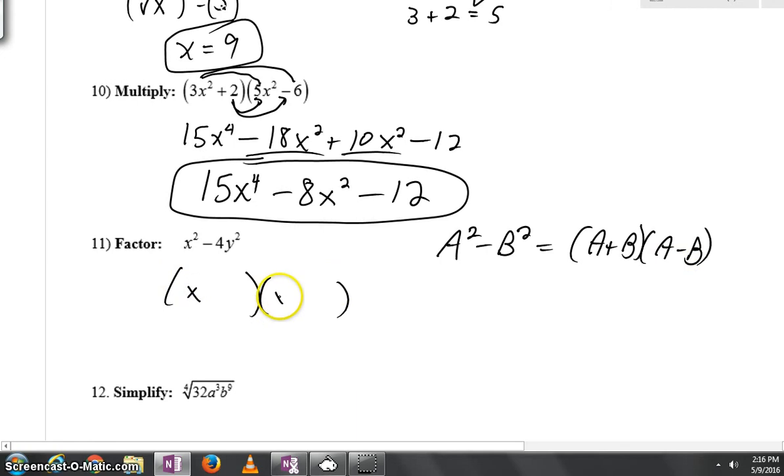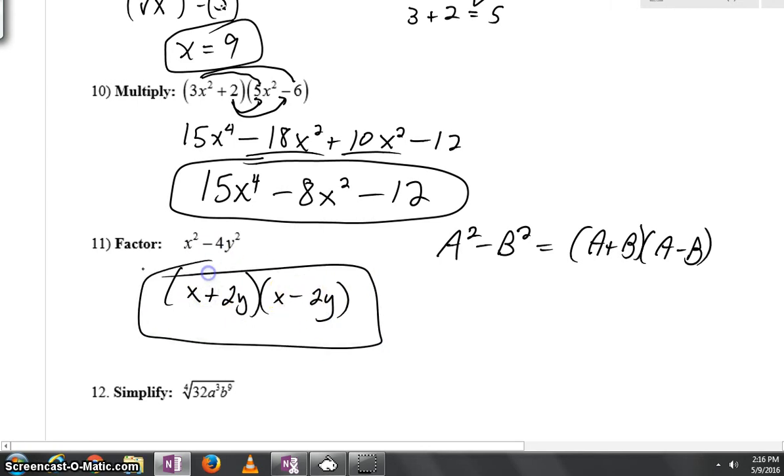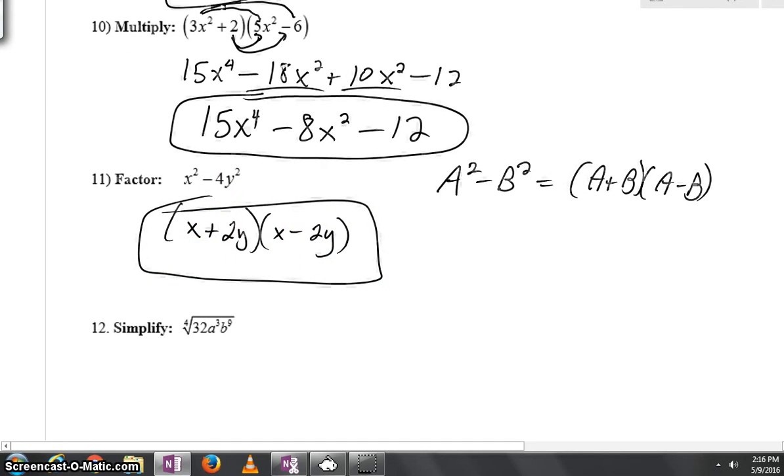Well, you'll need an x and an x. What number times itself is a 4? Well, we need a 2. We'll have 2y and a 2y. One is a plus, one is a minus, and we are done.